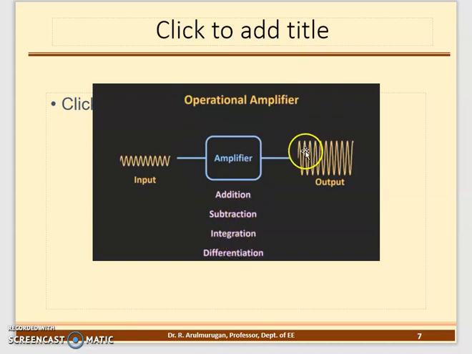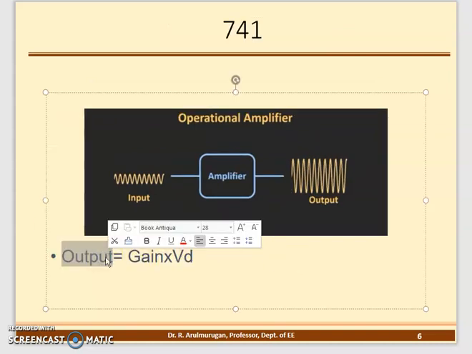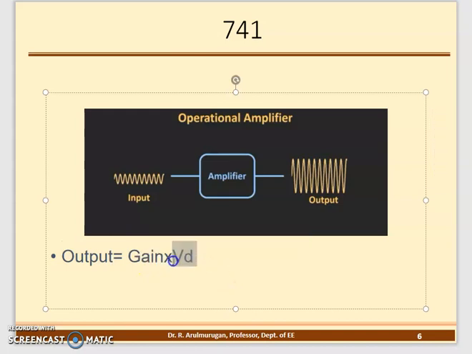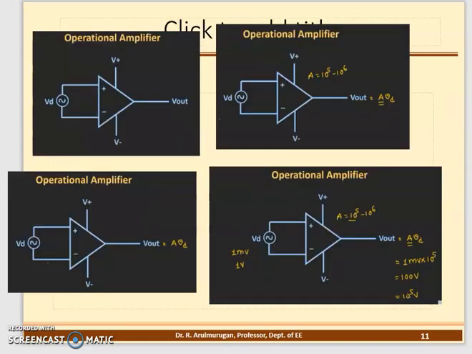How is the higher signal developed as an output? Output is equal to gain multiplied by VD. What is VD? Here there is a plus terminal and a minus terminal. You apply a source to both the plus terminal and the minus terminal, and it compares them, like a voltmeter. VD is nothing but the difference of these two, so that is called VD.